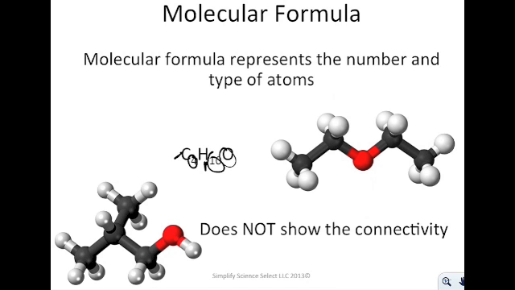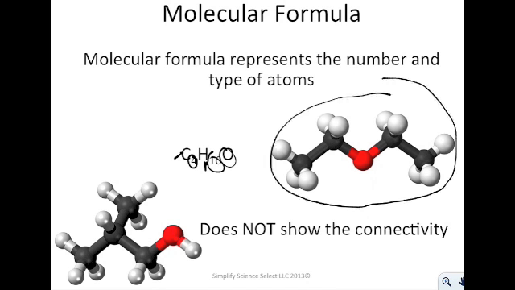And you see that with these two structures that are shown below. This one right here is C4H10O, but the oxygen is in the middle of the molecule. This one is C4H10O, with the oxygen and a hydrogen off to the side. These two compounds both have the molecular formula C4H10O, and it does represent the number of atoms present of each type, but it doesn't represent everything that we need to know about the chemical makeup.